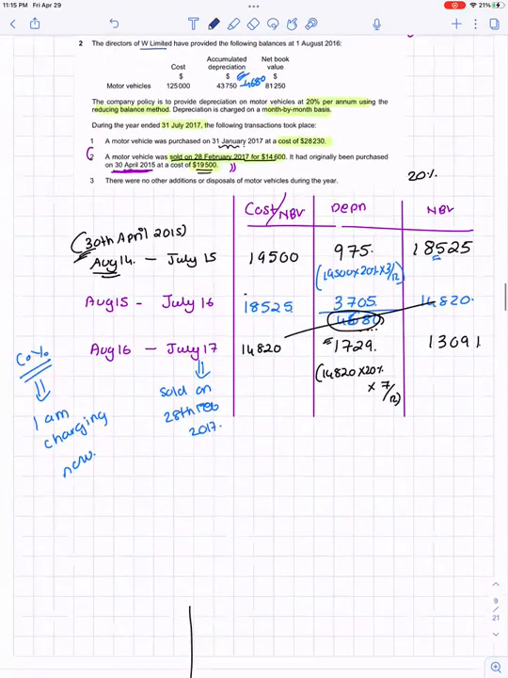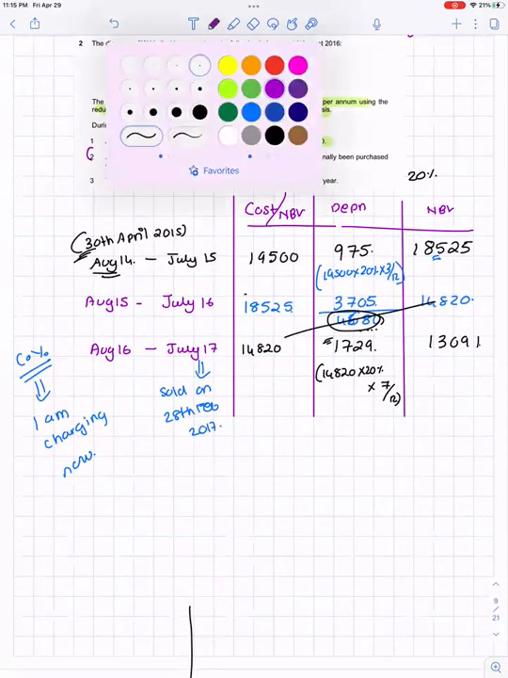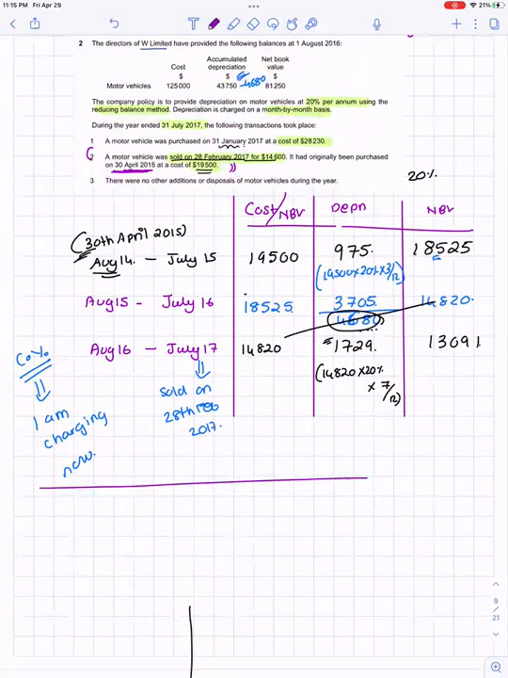Now, again, I'm teaching. Whenever you have to chart depreciation, reducing balance method, month by month basis, how do you calculate? Three things. What are the 3 things?